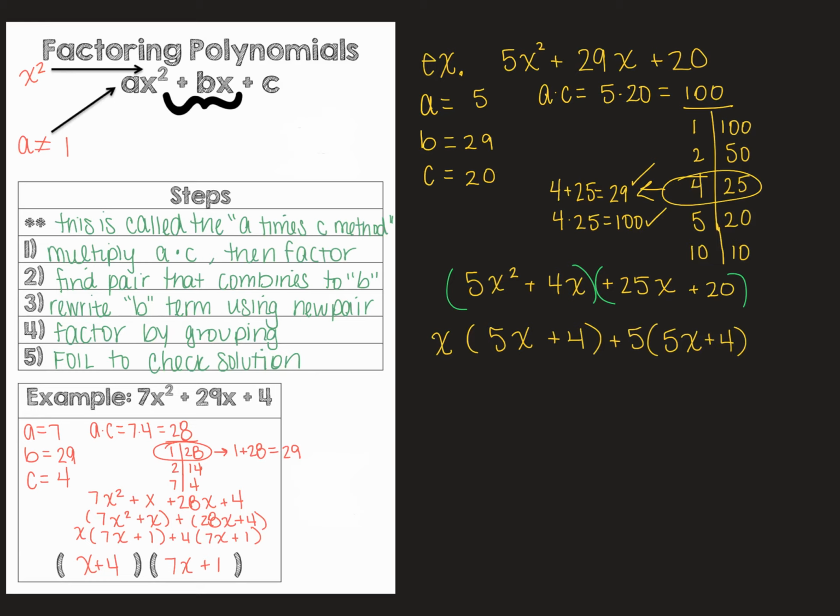And when you write your final answer, it doesn't matter the order again, you can write the factor that you had remaining. You only need to write it once. And then your x plus 5.